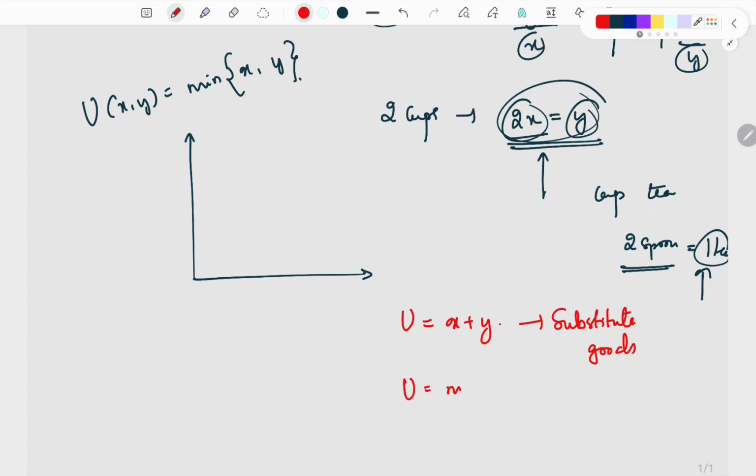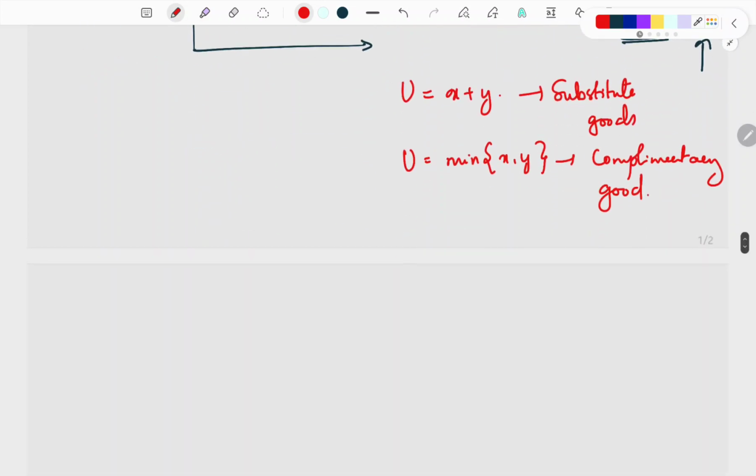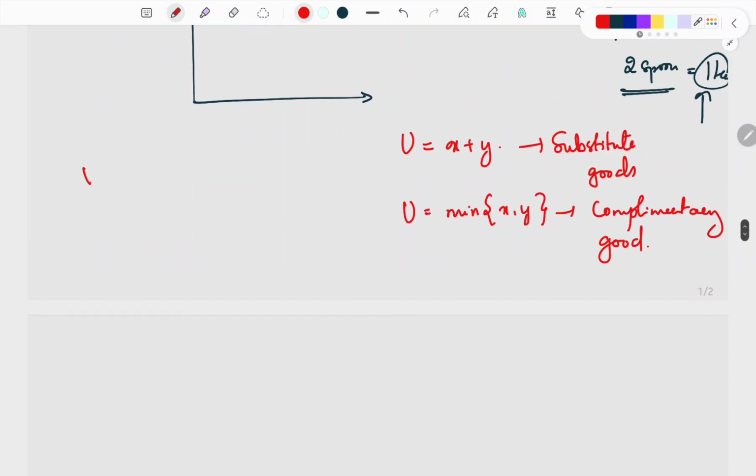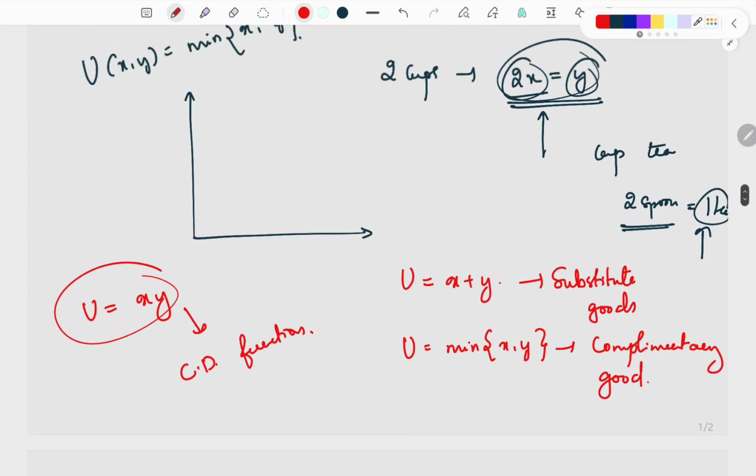U equals min of x comma y for complementary goods, and along with that u equals xy. We haven't discussed this one, and I told you this is the cooperative loss function. We'll discuss that later.